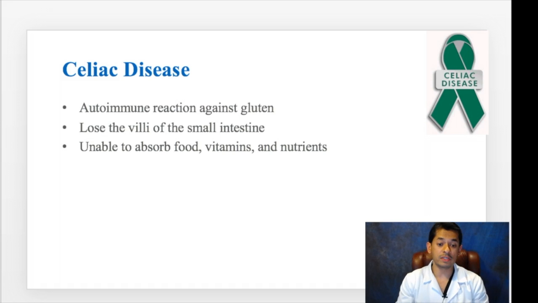And the main problem with celiac is that you actually lose the villi of the small intestine. You have these villi that are there and they get sheared off, almost like blades of grass getting cut whenever you mow your lawn. Whenever the villi get sheared off, you have the inability to absorb food, vitamins, and nutrients. So a lot of patients who have celiac have deficiencies in vitamins and nutrients, they lose weight, have diarrhea, and have a wide array of symptoms.